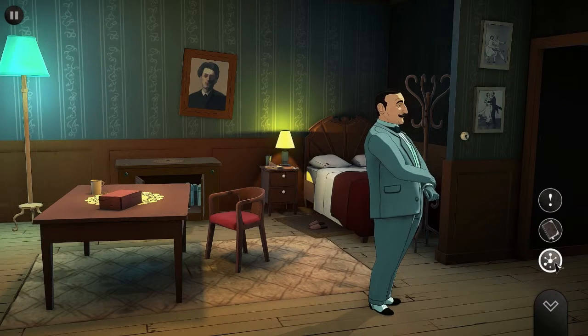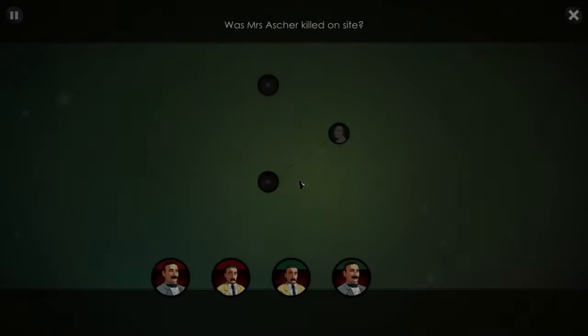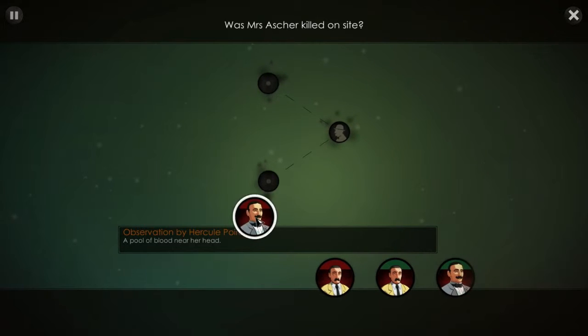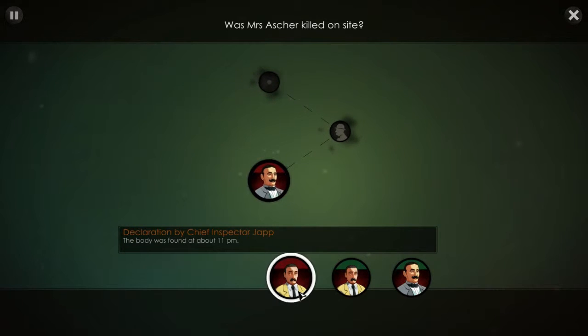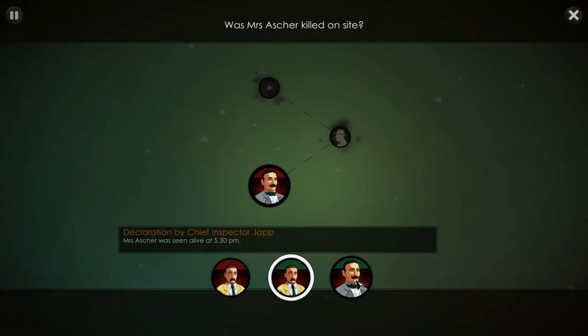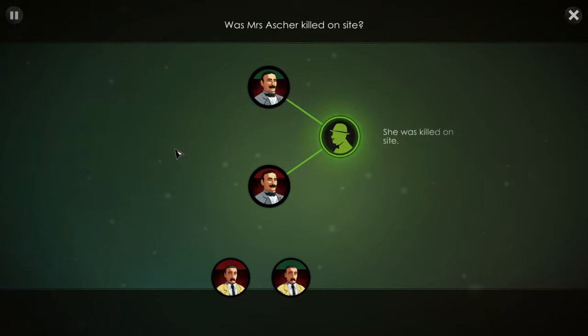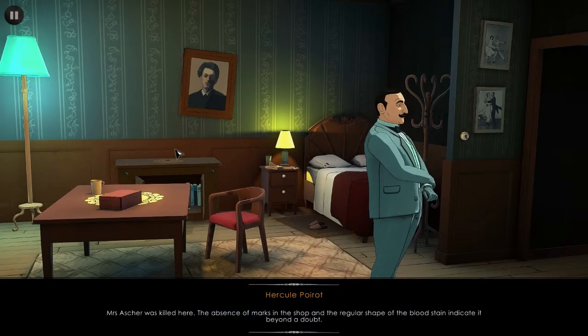Let's see if we can work the little gray cells. Was Mrs. Asher killed on sight? A pool of blood near her head seems to be a pretty good indication that she was killed on sight. No other marks on the floor. She was killed on sight. Mrs. Asher was killed here. The absence of marks in the shop and the regular shape of the blood stains indicated beyond a doubt.